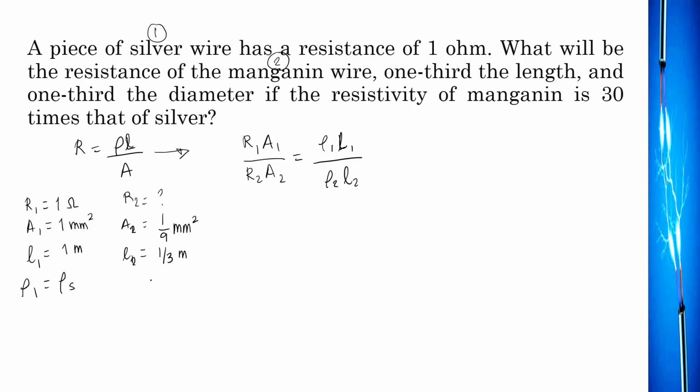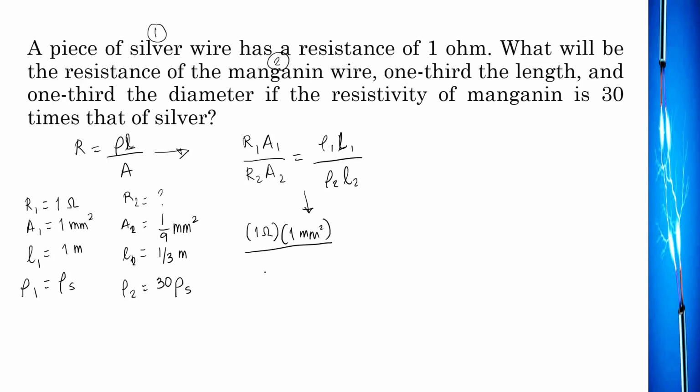Yung sa manganese wire, ang sabi daw 30 times daw nung sa silver. So, we can have 30 times the resistivity of the silver. Then, ilatag na natin siya dito. Ayan. So, we can have R1, 1 ohm. Tapos, ang area, 1 square millimeter.